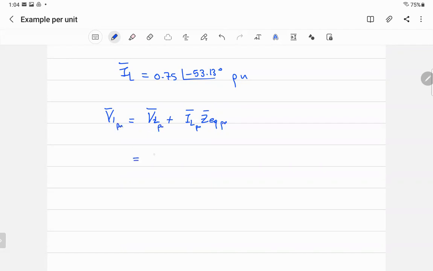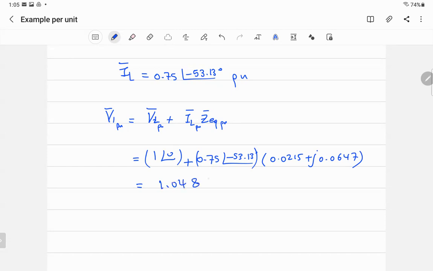So VL is equal to 1 per unit at angle 0. The current is 0.75 at angle negative 53.13. The impedance is equal to 0.0215 plus j 0.0647. That's the equivalent impedance for the whole thing. You multiply the current with the equivalent impedance and add it to V2 at angle 0. So we got 1.0486 at angle 9 degrees per unit.